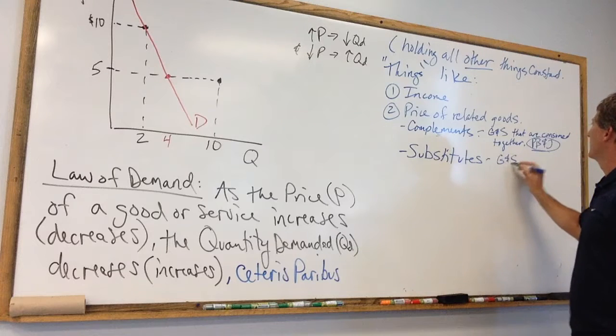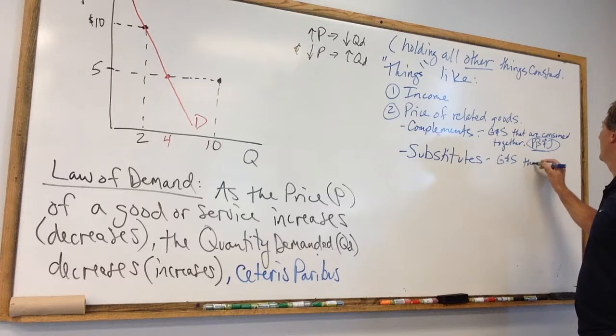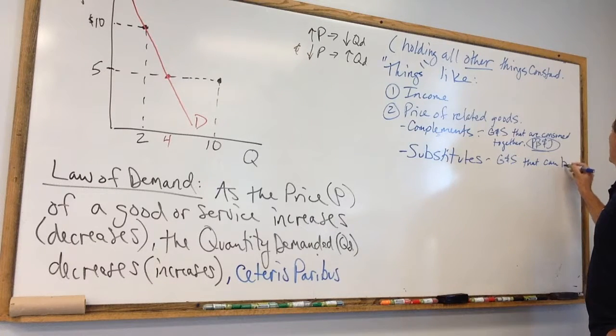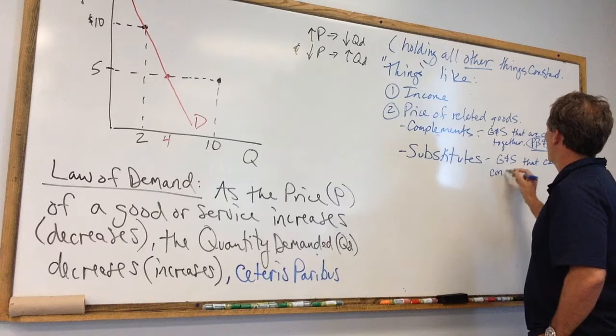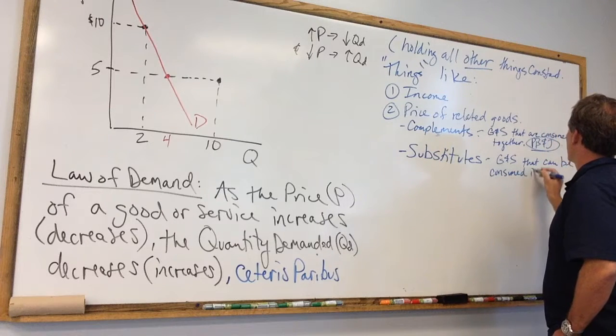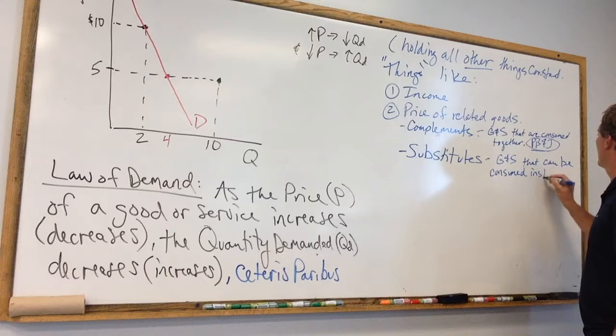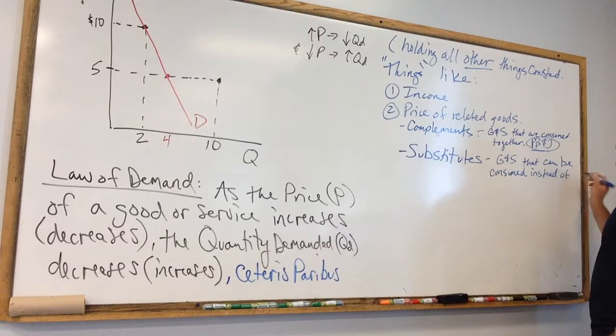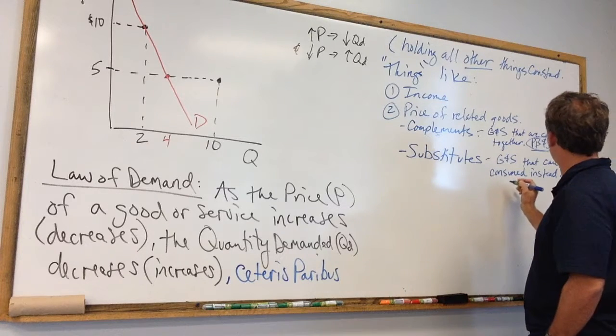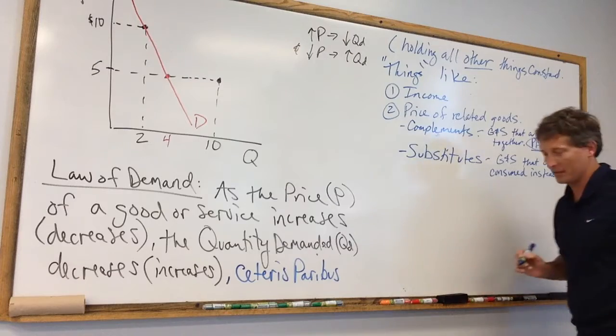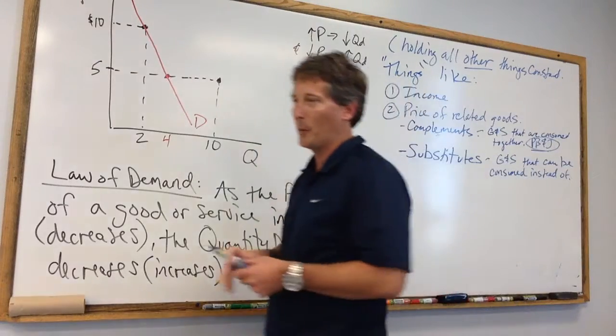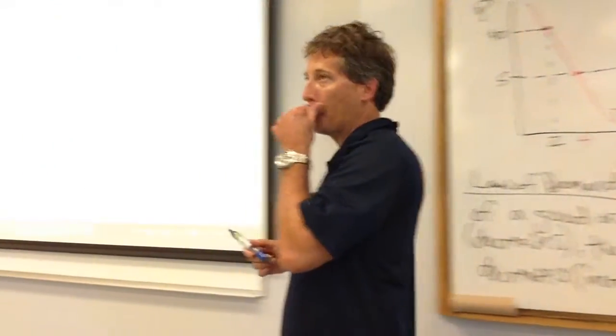So these are goods and services that can be consumed instead of the other, or in lieu of, or it's kind of an awkward thing to write. Instead of, so one or the other. One can be substituted for the other.